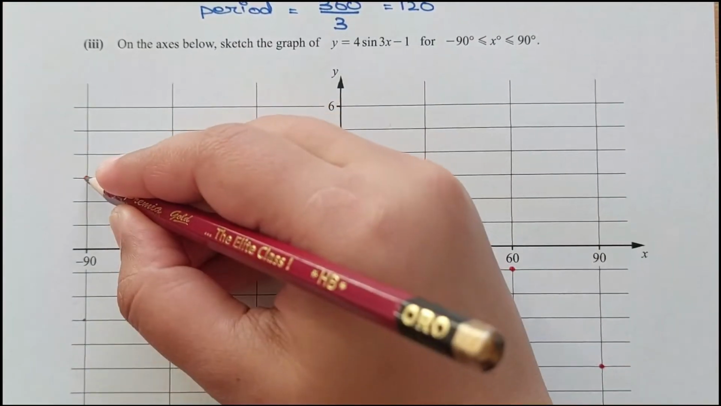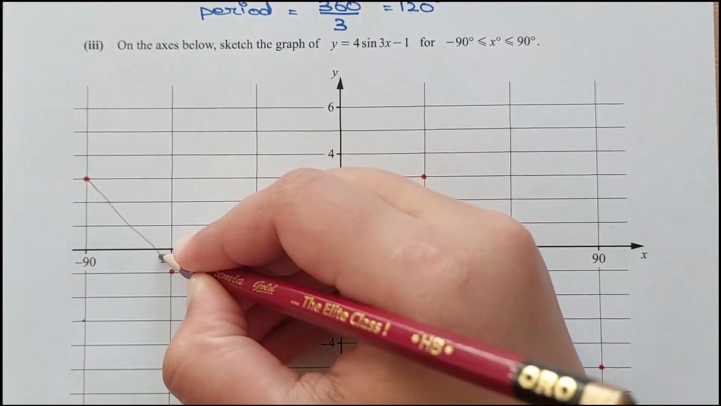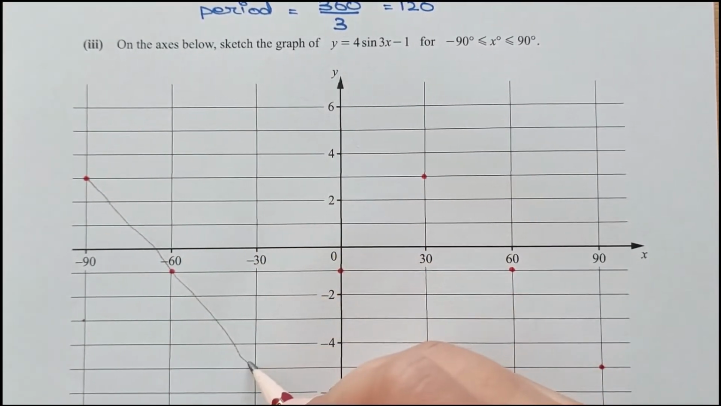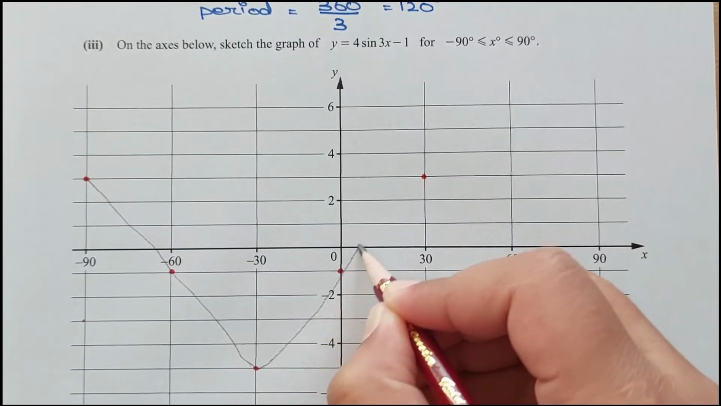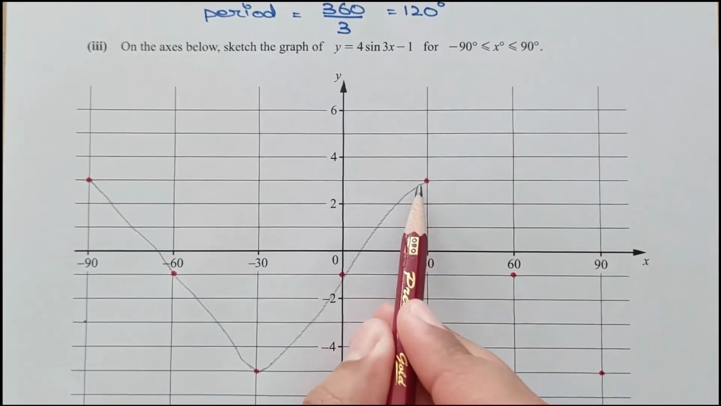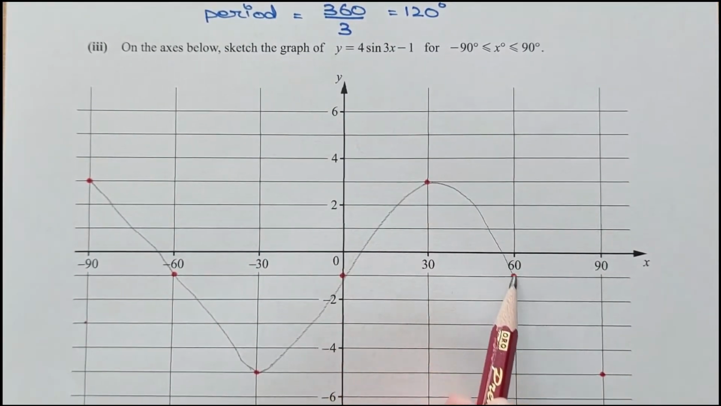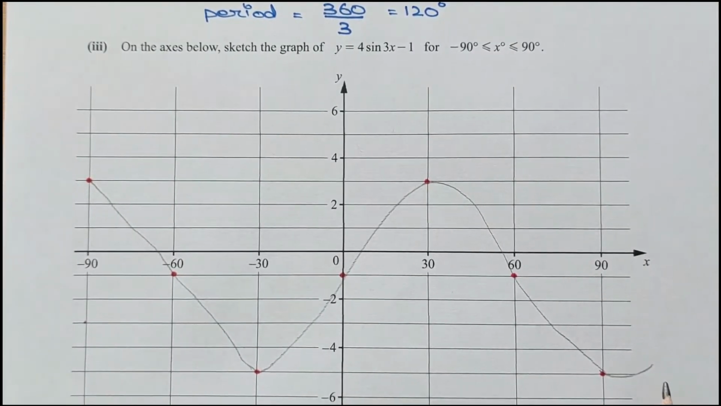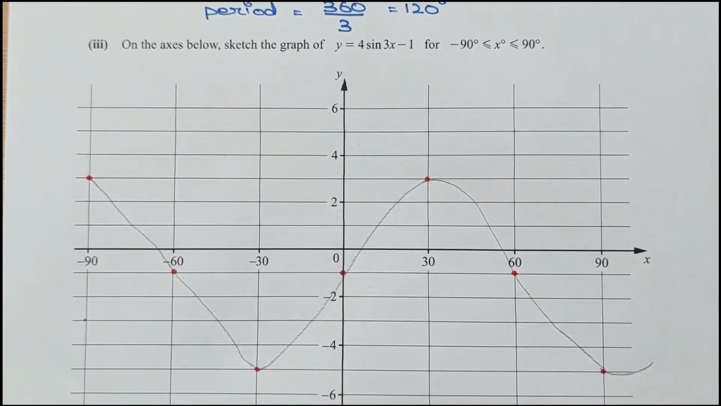So it will start from this point. Make sure it passes through each and every point. Right, so this is the curve for the sine function.